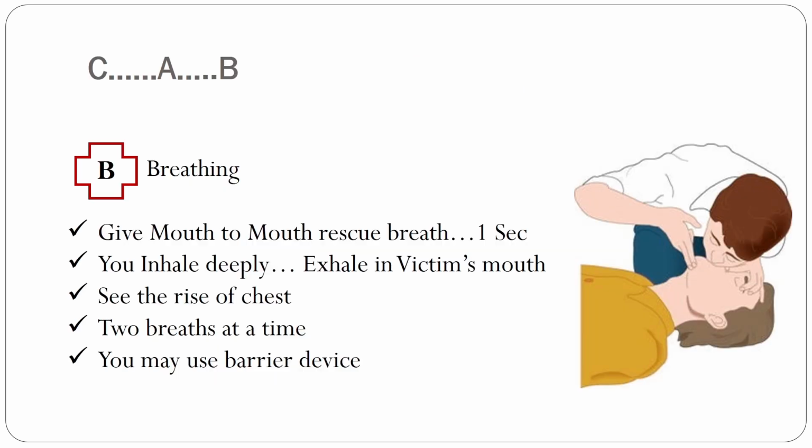We call it the airway, and by lifting the chin you are lifting the tongue and the airway will be clear. Third is B, in CAB the third letter is B, that is breathing. Here you have to give mouth to mouth rescue breath for 1 second. So, just 2 breaths, the CPR volunteer takes a deep breath and exhales into the mouth of the victim.